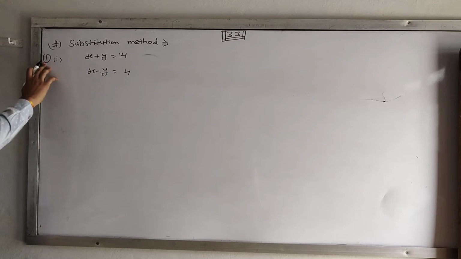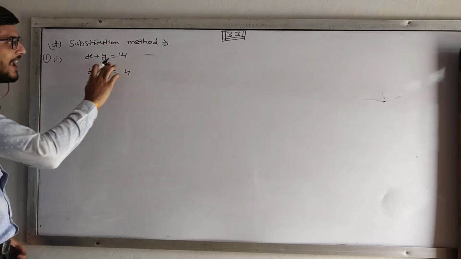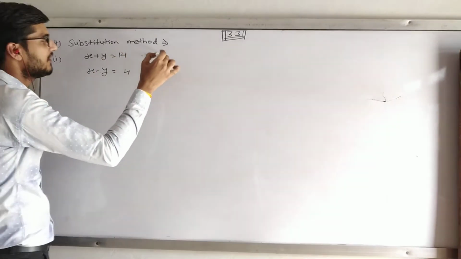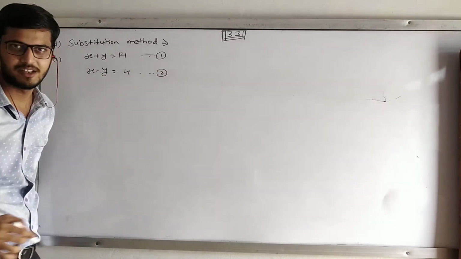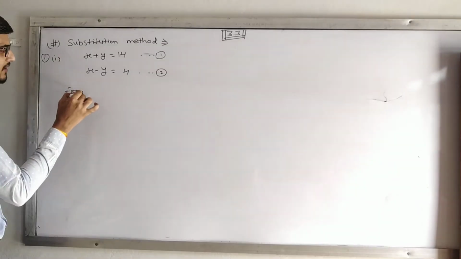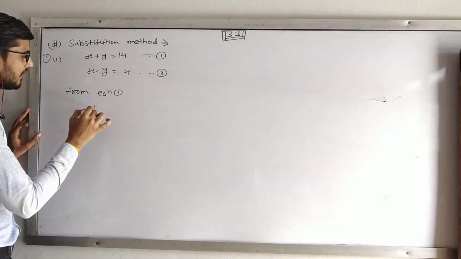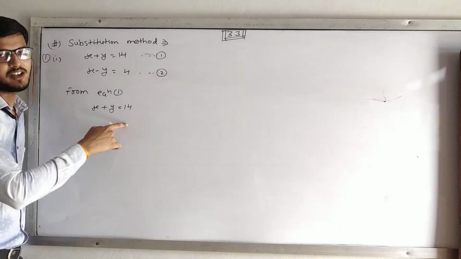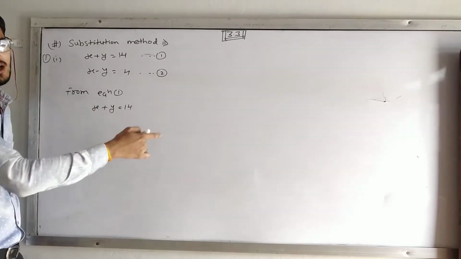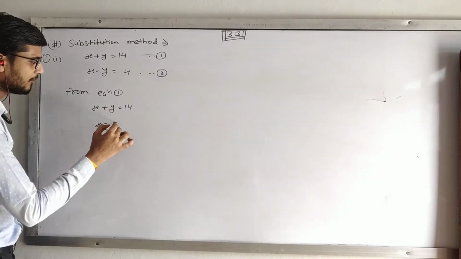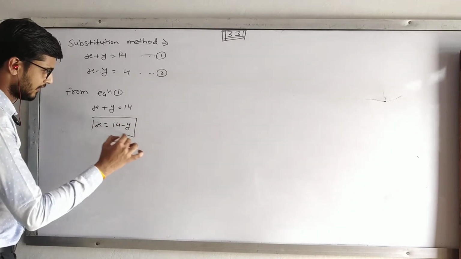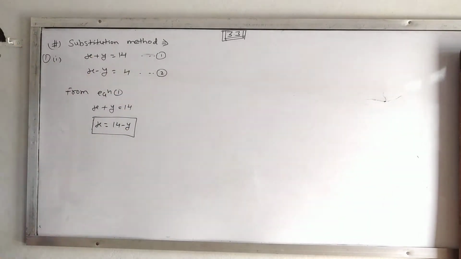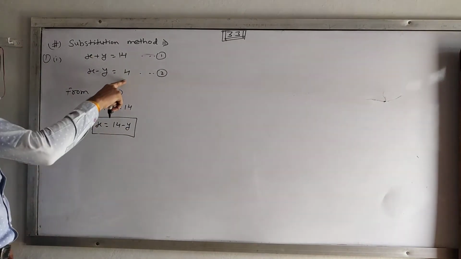So I take the first question of your exercise 3.3: x plus y equals 14 and y minus x equals 4. We take this as our first equation and this as our second equation. From the first equation, x plus y equals 14, we can find the value of x in terms of y or the value of y in terms of x. So we find x in terms of y, which is 14 minus y. This value of x we put in the second equation.